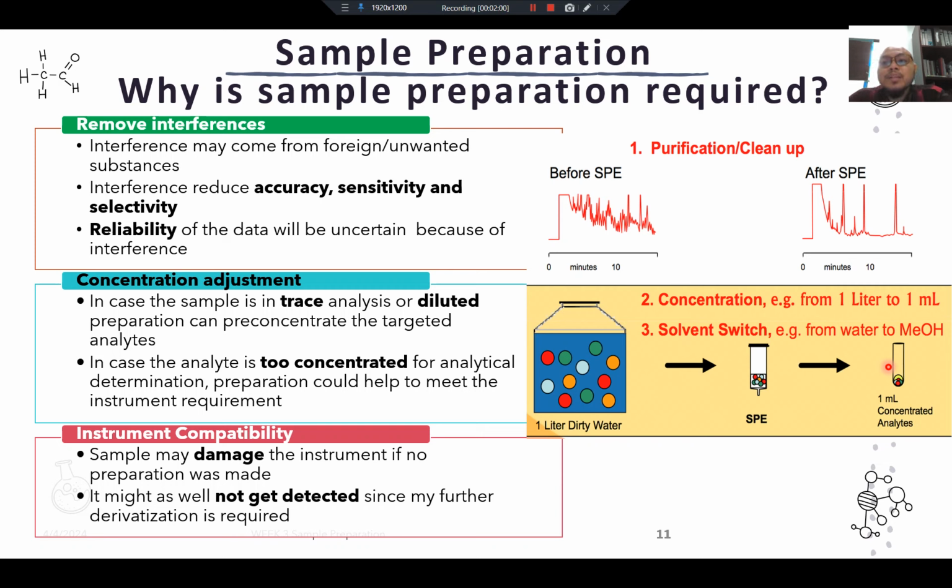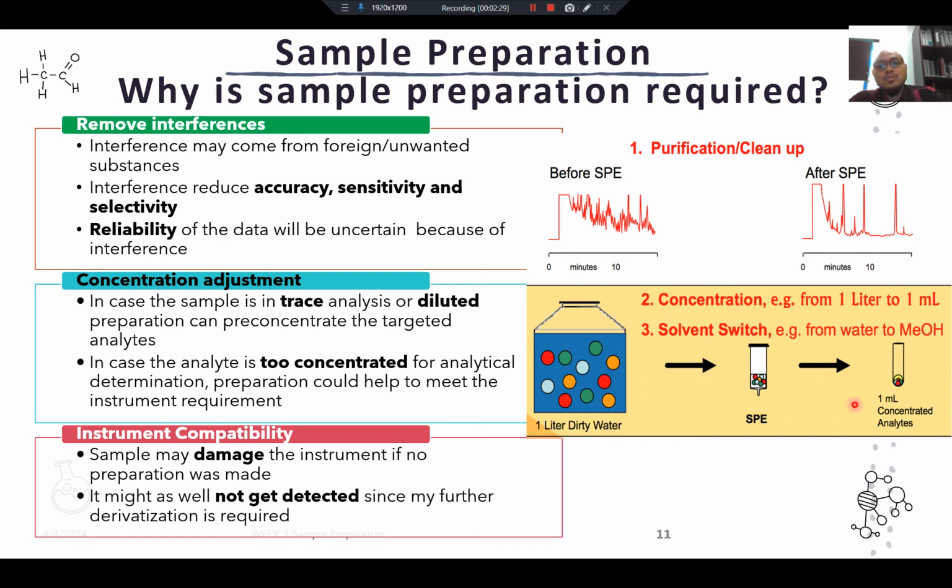Let's say, for example, you receive what we call a canister that has the accelerant. Can you just inject any liquid from that particular canister directly into the instrumentation? You cannot do that. In that situation, because it's too concentrated, you will not get a very good result. Your instrument cannot read it, so you need to dilute it.